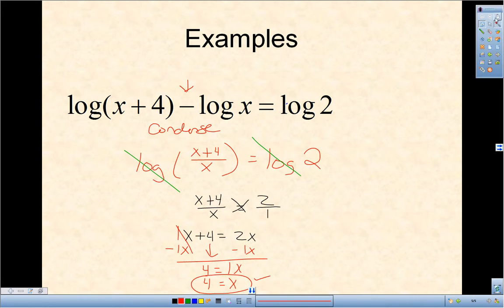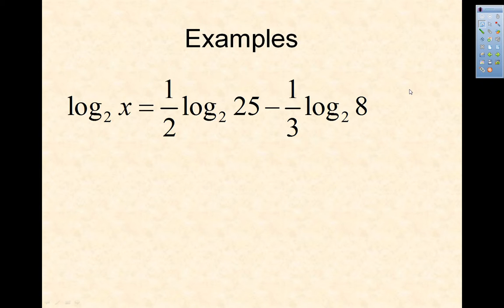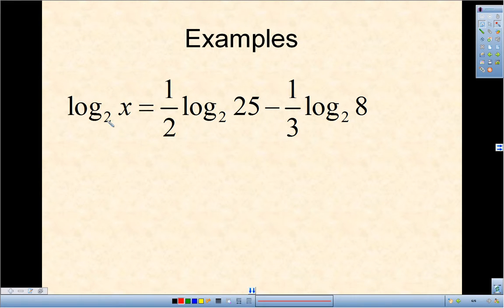Alright, let's take a look at another one. I think I've got, yep, 2 more. Okay, alright, let's take a look at this one. It has log base 2 of x equals 1/2 log base 2 of 25 minus 1/3 log base 2 of 8. Again, I can't just cross these out. That is against the rules. That is not a legal operation. I'm going to need to condense this side.